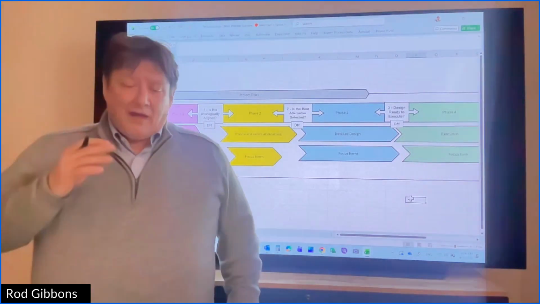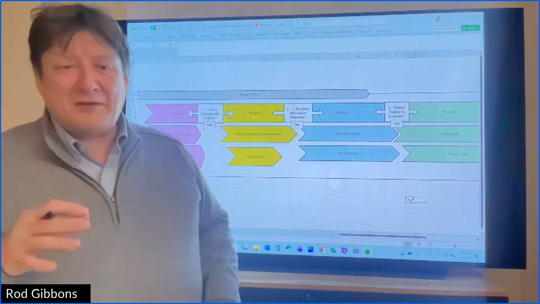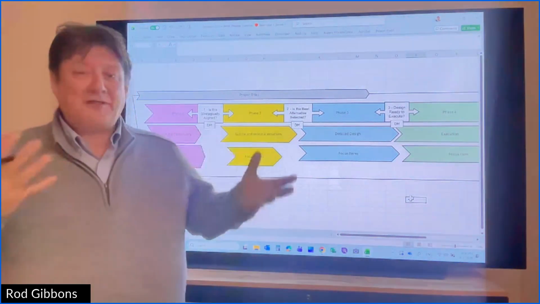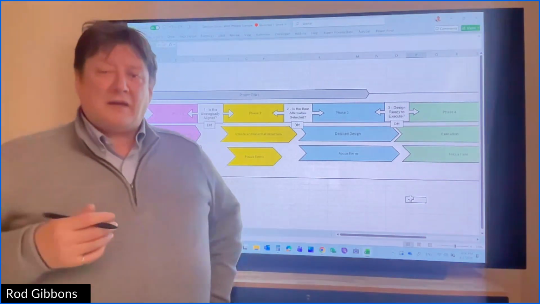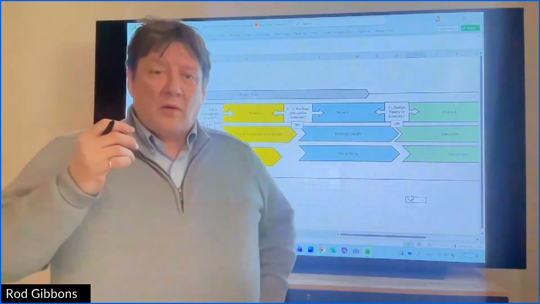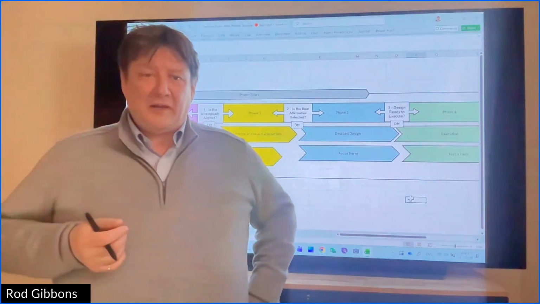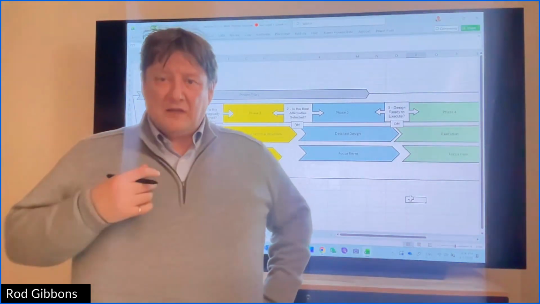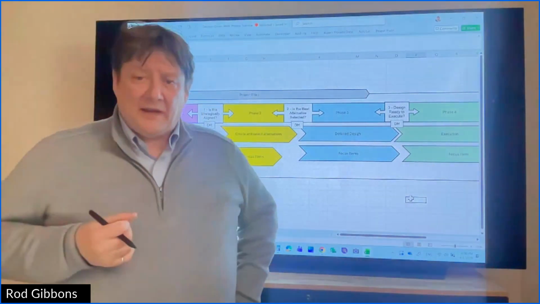I don't know about you guys this week, but I've had a very busy week. Lots of projects on the go, lots of things to do, and it got me thinking about work management and work processes. So I thought it would be good this week to talk about decision-driven work process.